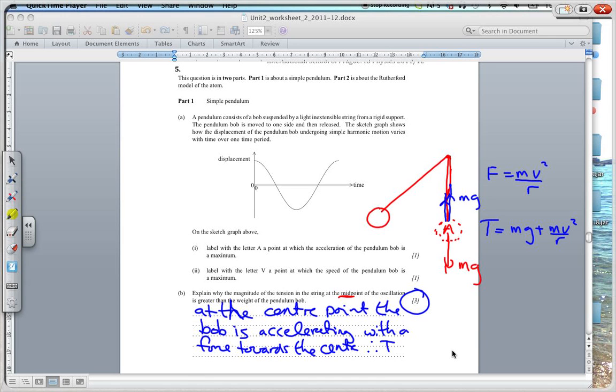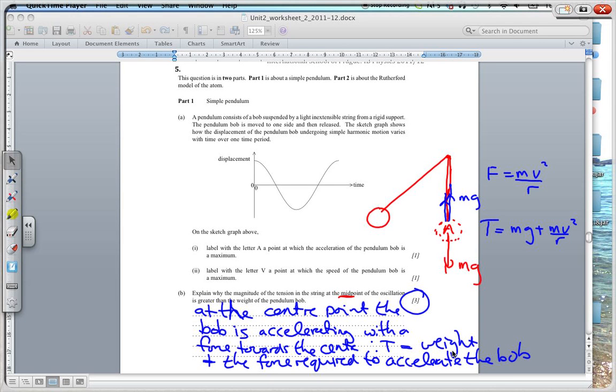Therefore, the tension is equal to the weight plus the force required to accelerate the bob. Alright, so there we have got it.